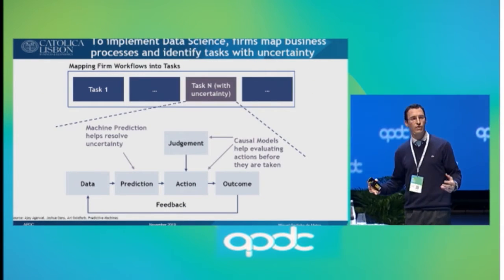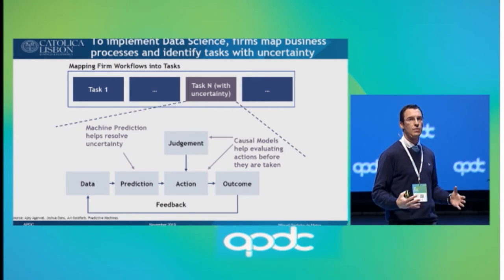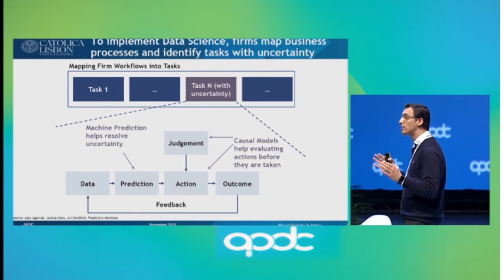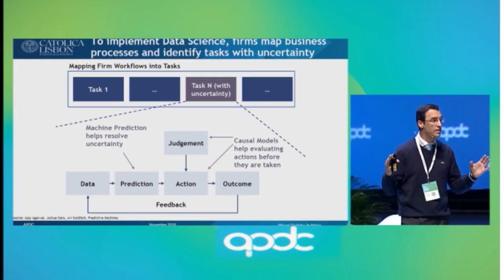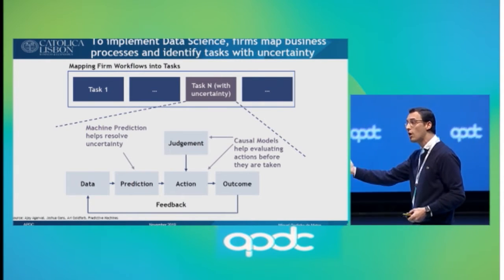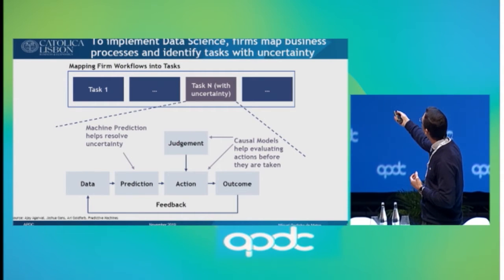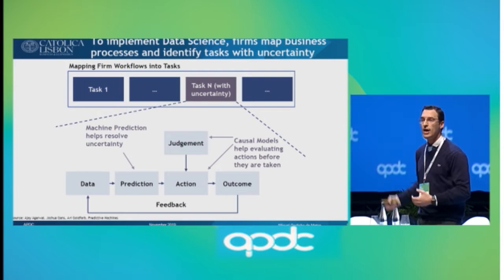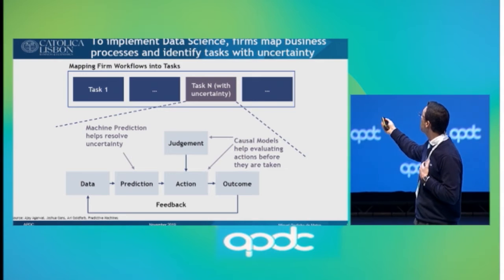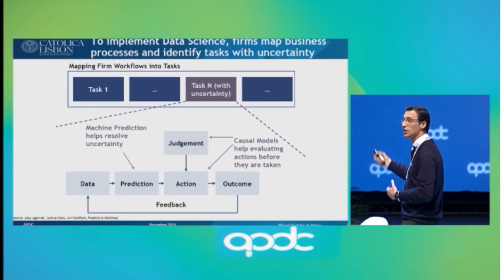So what happens when a firm wants to deploy data science within? Typically, what I've seen is that firms map their business processes onto tasks, searching for uncertainty. Uncertainty is key. Uncertainty is at the core of why management is hard, but is also at the core of why prediction technologies help. So data science helps us reduce the uncertainty in tasks in business that are not certain. At the same time, data science helps us judge our actions based on the predictions that we make.